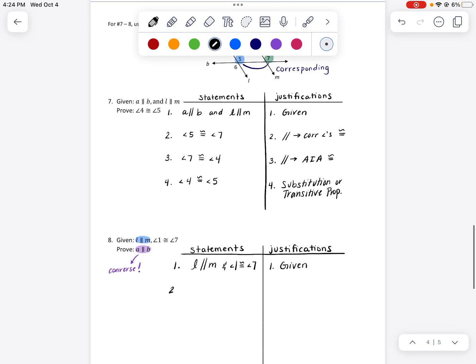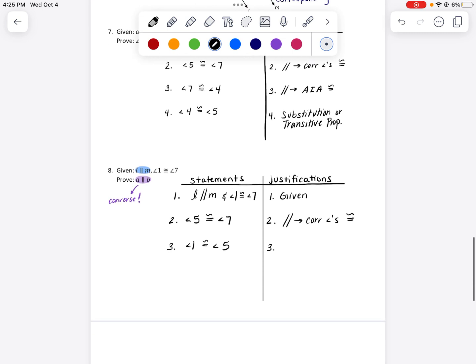I know, step 2, that angle 5 is congruent to angle 7. And I know this because I have parallel lines, which tells me that corresponding angles are congruent. Okay, so watch this. I have 1 is congruent to 7, 7 is congruent to 5. So I know that angle 1 is congruent to angle 5. And again, substitution or transitive.